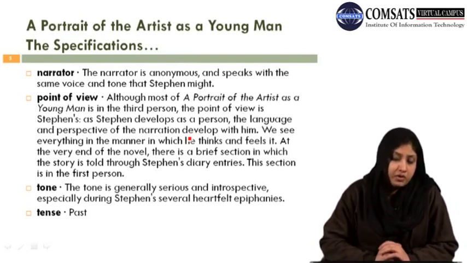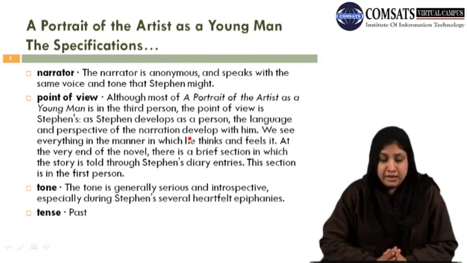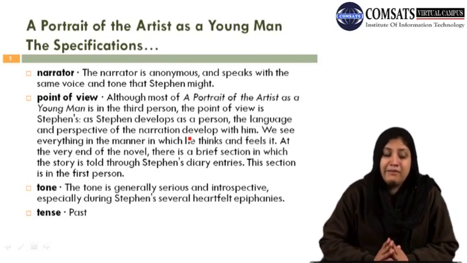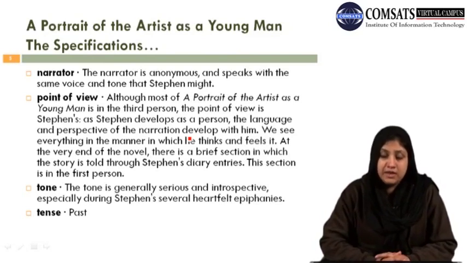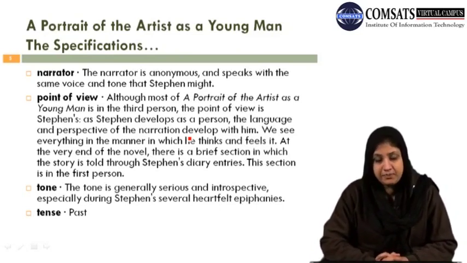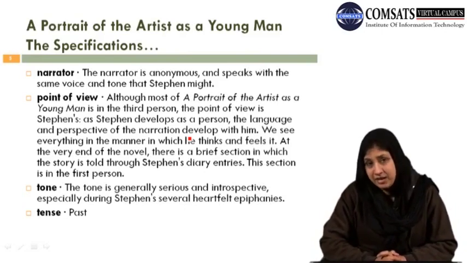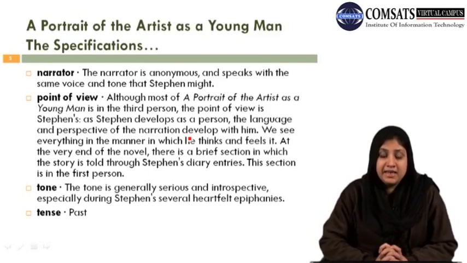Although most of A Portrait of the Artist as a Young Man is in the third person, the point of view is Stephen's. As Stephen develops as a person, the language and perspective of the narrative develops with him. We see everything in the manner in which he thinks and feels it. At the very end of the novel, there is a brief section in which the story is told through Stephen's diary entries. So here we come to know stream of consciousness again.